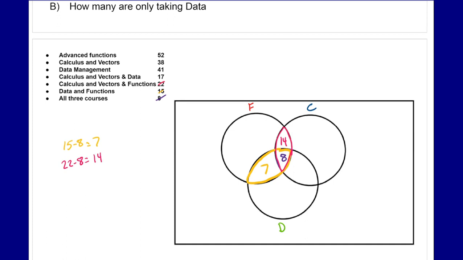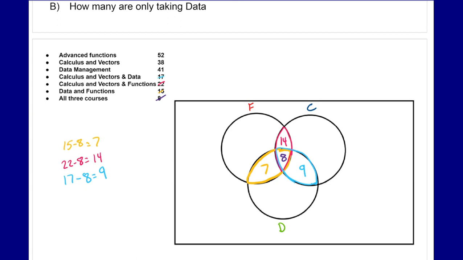And then, again, move on to the next one: calculus and vectors and data. Here, we're looking at this section, this overlap that we've done in kind of this baby blue color. In that overall section, there are 17 students minus the 8 that are all 3, and we're left with 9. So we're left with 9 students that are just taking those two courses, calculus and data.